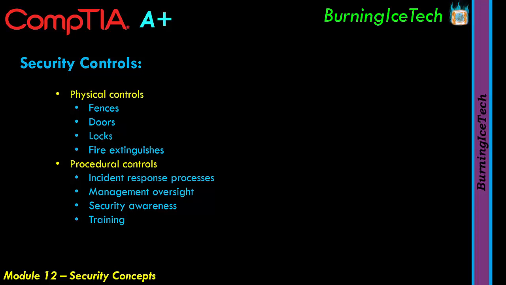Under procedural controls, we have something called incident response processes. If there is some sort of incident in your environment or your client's environment, what is the process? What classifies as an incident could be a lot of things. This could be a medical incident, maybe someone's choking on a cookie. This could be a fire hazard, maybe there's some smoke, maybe a fire has broken out.